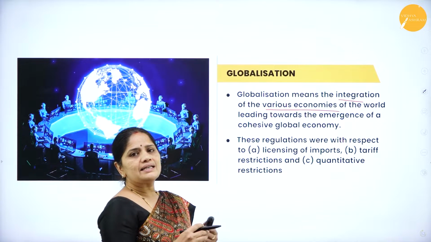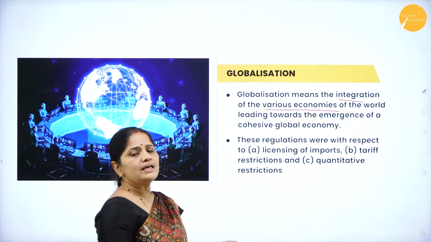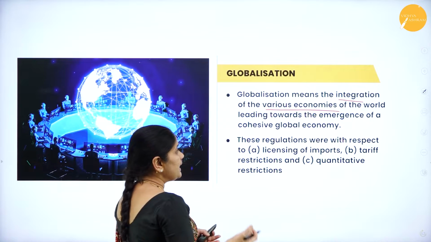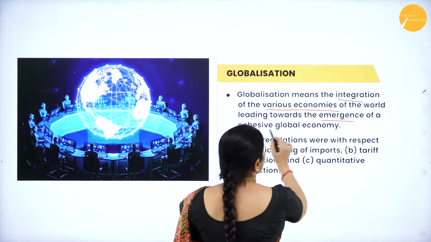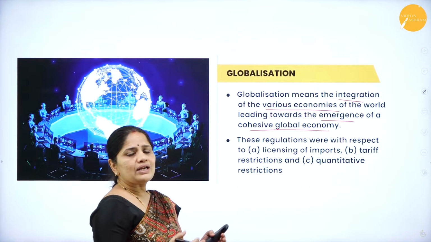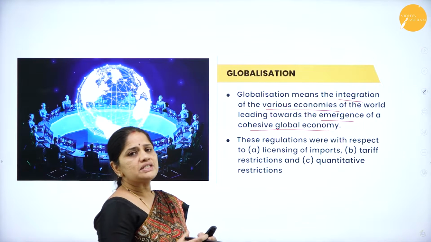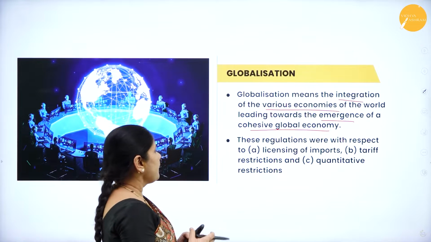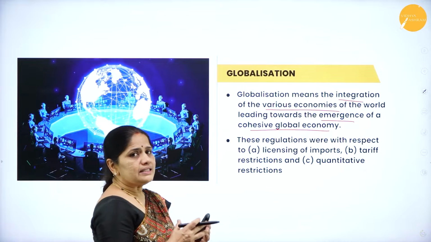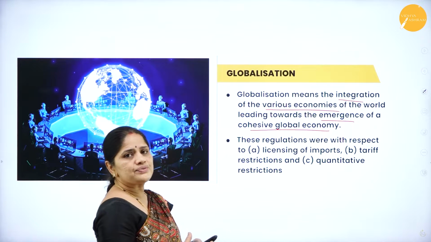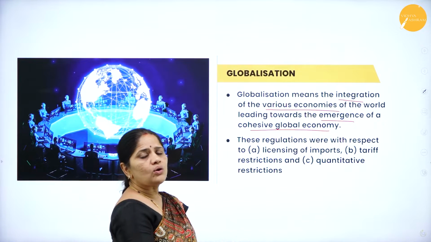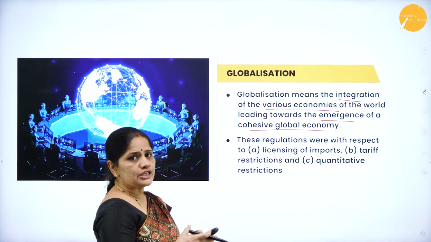So, there is an integration, or an understanding, between all the economies of the world which leads towards the emergence of a cohesive global economy, which is closely knit and closely interrelated. In this globalization, we should understand that there is a close understanding between all the countries, all the economies of the world, and we consider the whole world as one business unit.